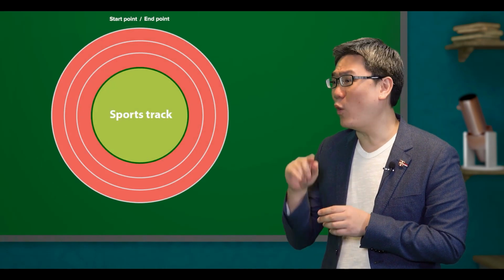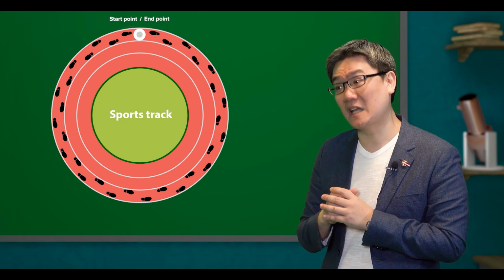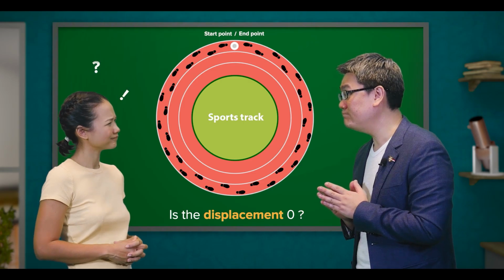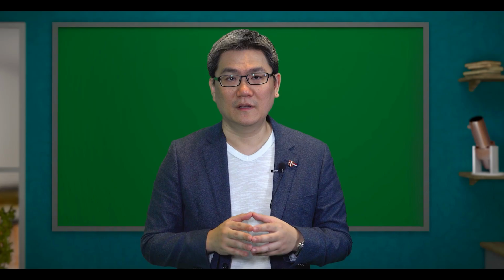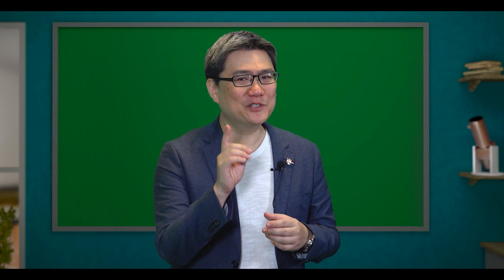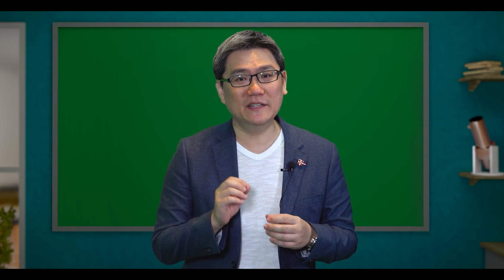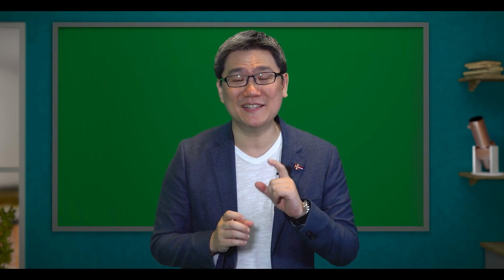Yes, very good. Now, let me ask you a question. If I run one lap around a sports track and back to the starting point, is my displacement 0? Well done. I thought I could trick you, but obviously you are a great learner. The displacement is 0 because the start and end points are the same.